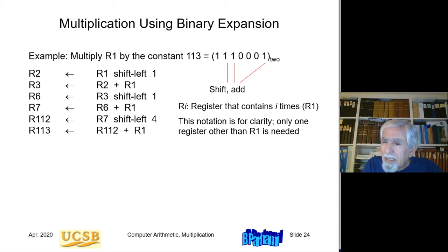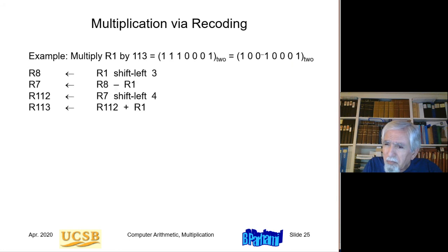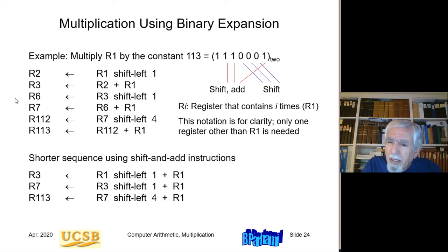Now you notice that there are three ones in a row there. So this reminds us of Booth recoding. What if I apply Booth recoding here? First of all, if I have an instruction that does both shift and add, in other words a shift-add instruction, I can shift one of the operands of the addition by a desired amount, and then these two become one instruction. So R1 shifted left and added to R1 gives me R3. R3 shifted left and added to R1 gives me R7. R7 shifted left by 4 bits and added. So I need just three shift-add instructions to implement this multiplication by 113.